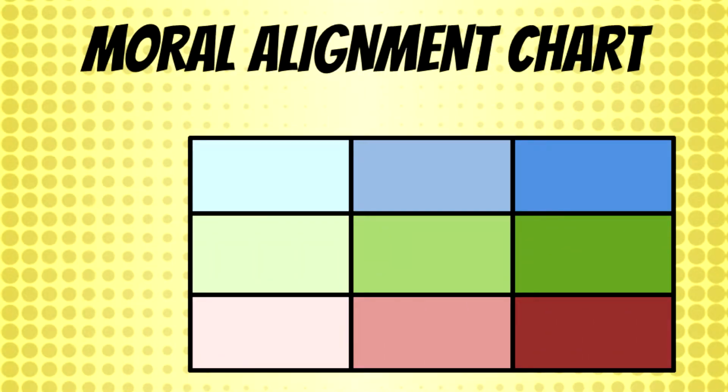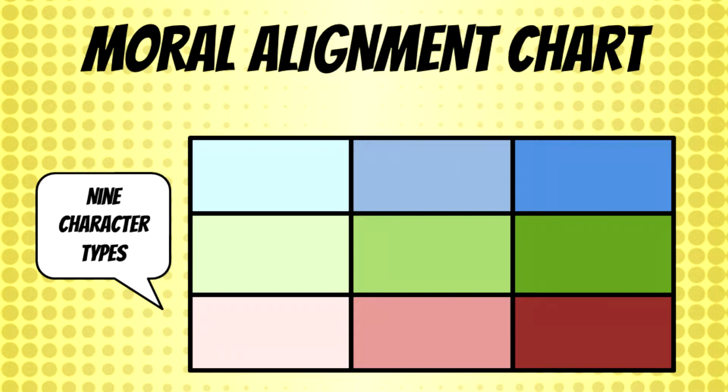So, let's get started. The Moral Alignment Chart itself is pretty straightforward. There are 3 rows and 3 columns, and at each intersection you find an archetype that describes the character's general moral compass or personal style.